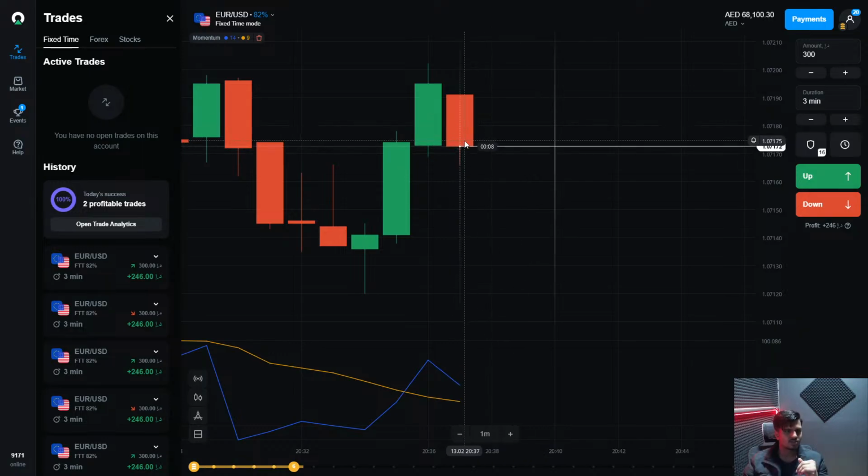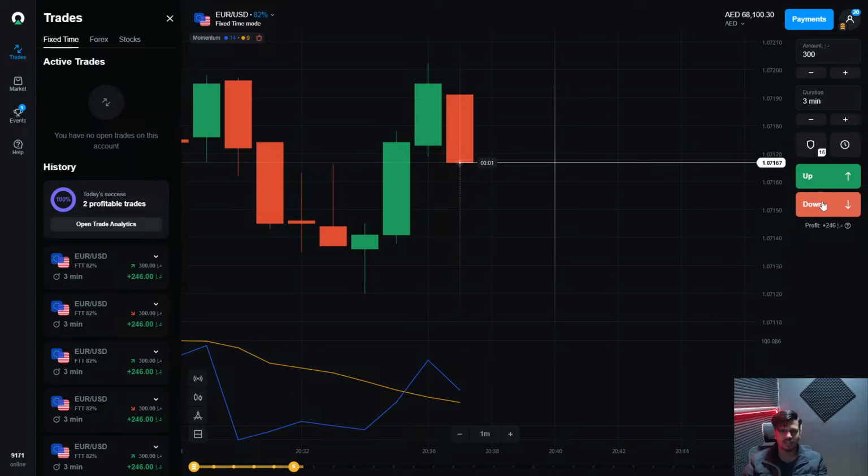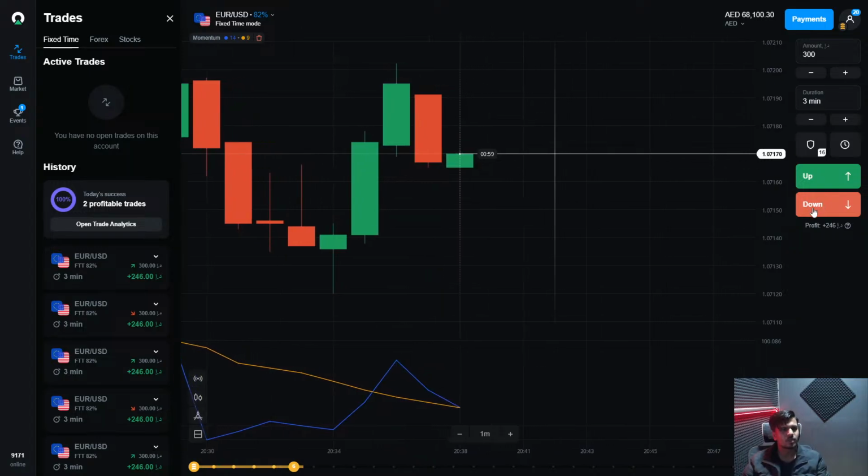And it's time to move to the downward. Yes, downward, because both lines are moving in the downward direction now. It will move upward.